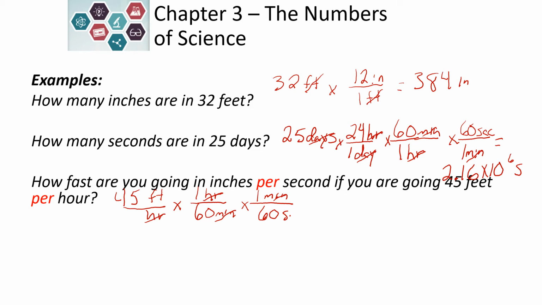Now we can convert our top unit. So we're trying to get to inches. So we want our feet to cancel. We know 1 foot, 12 inches. The feet will cancel, and now our units will be inches per second. Multiply all the numbers across the top. Divide by any numbers that are on the bottom. And we come up with 0.15 inches per second.